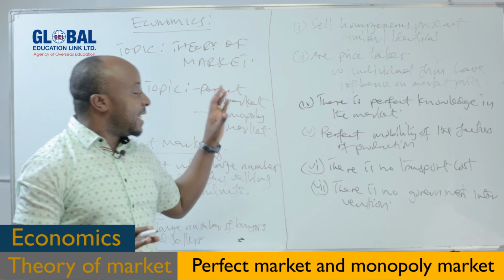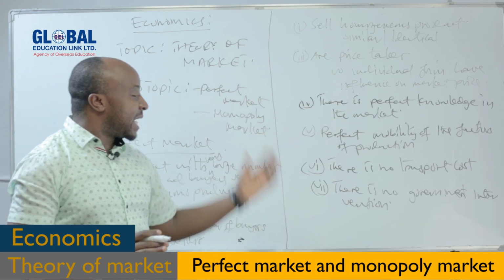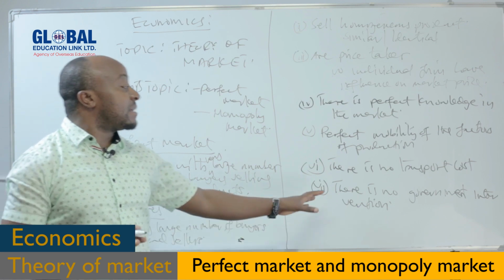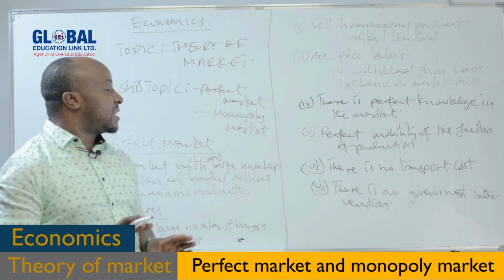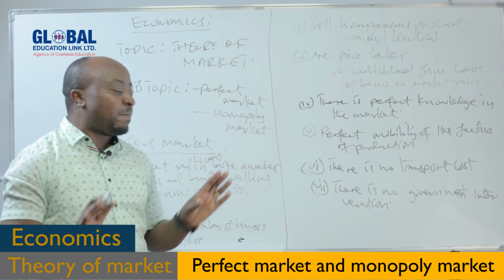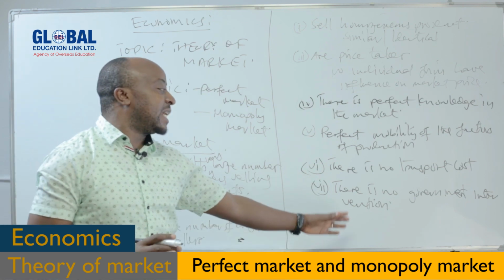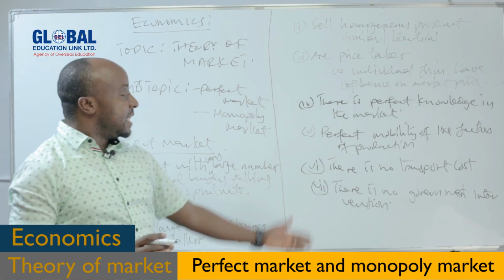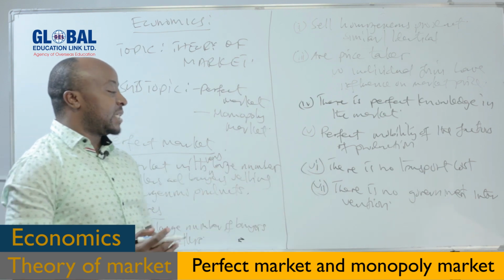That means issues about prices, issues about supply, issues about production are determined by the price mechanism. That means no government intervention completely. That means individuals have maximum freedom. Enterprises have maximum freedom. There is no government intervention in the market system. These are some of the features of the so-called perfect competitive market.